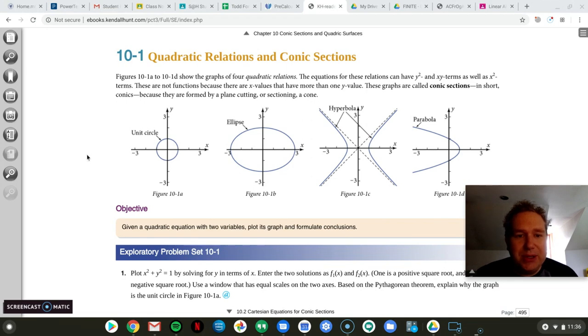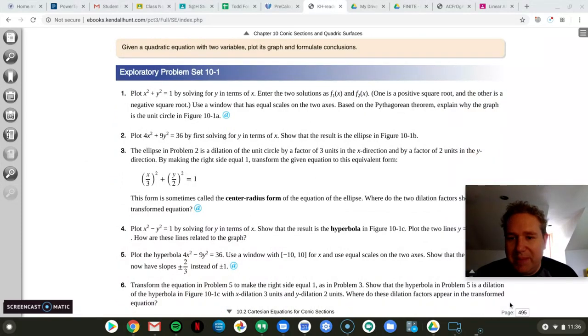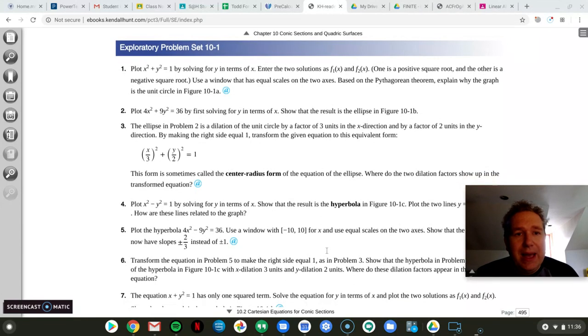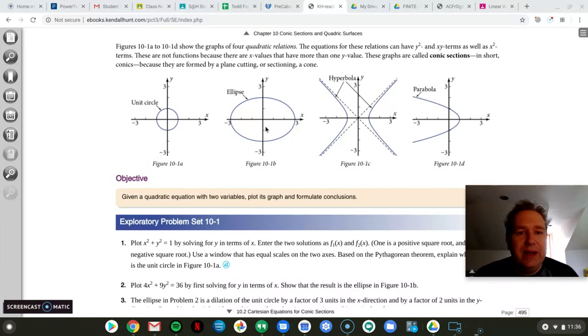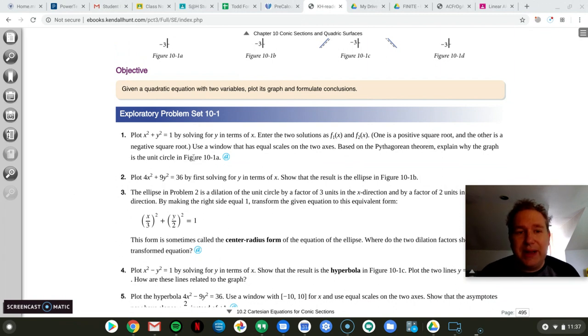To do that introduction, first, I want you to take a look at these three problems at the bottom on page 495 in your textbook. Problems 1, 2, and 3 are what we're going to be looking at today, and they're referring to this graph and this graph up here. I want you to try them and we're going to go over the answers, but I want to explain what they're asking you to do. So it wants you to plot, that's in your calculator.